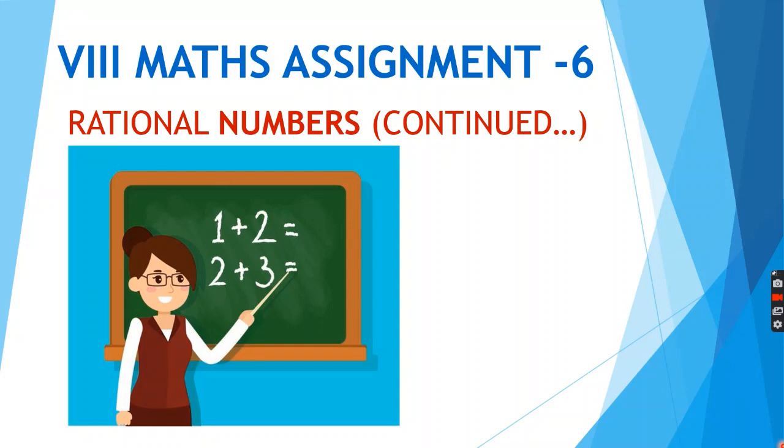Once again we are here with the sixth assignment of maths. In the last assignment we had discussed addition and subtraction of rational numbers. Today we are going to discuss the multiplication and division of rational numbers.